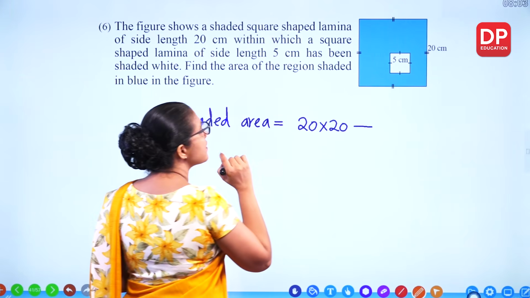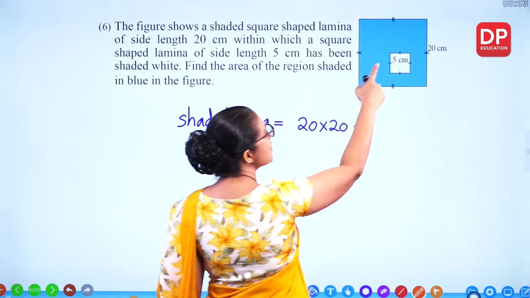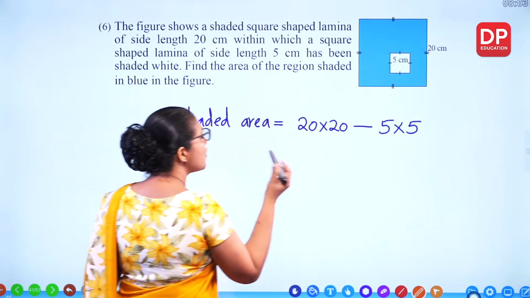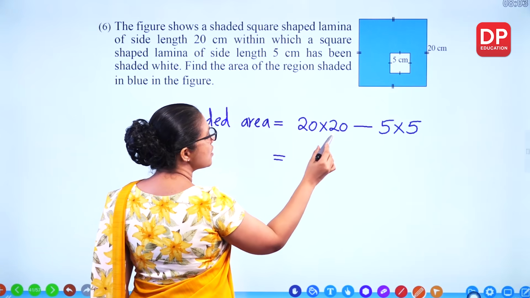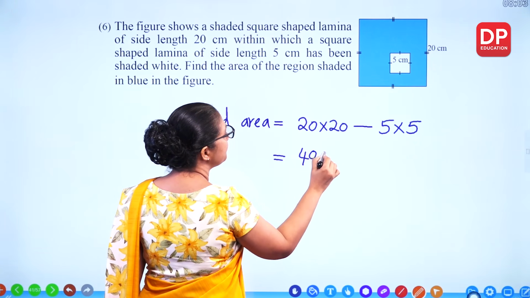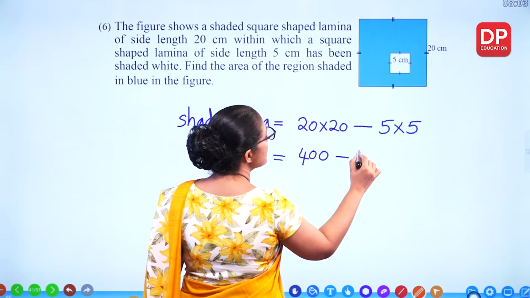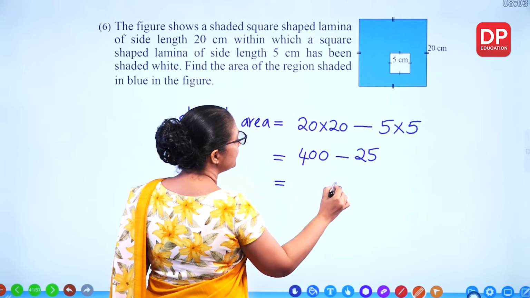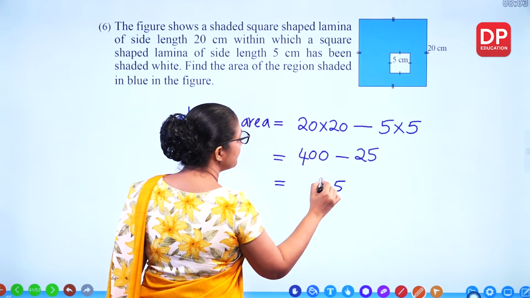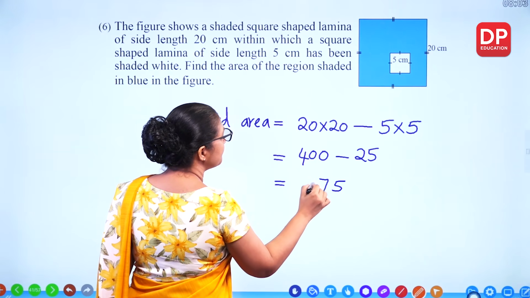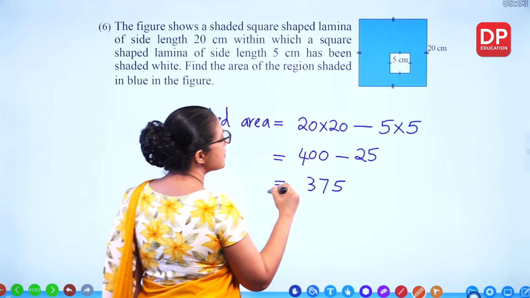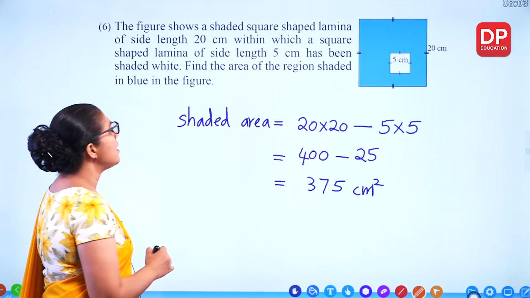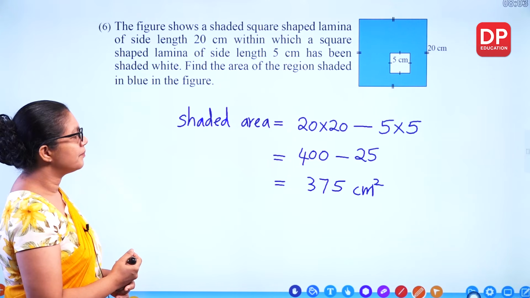And we subtract the area of the smaller one, that's also a square. 5 times 5 is the area. So straight away you can find out. 20 times 20 is 400. 5 times 5, 25. 400 minus 25 is 375 square centimeters. That is the shaded area.